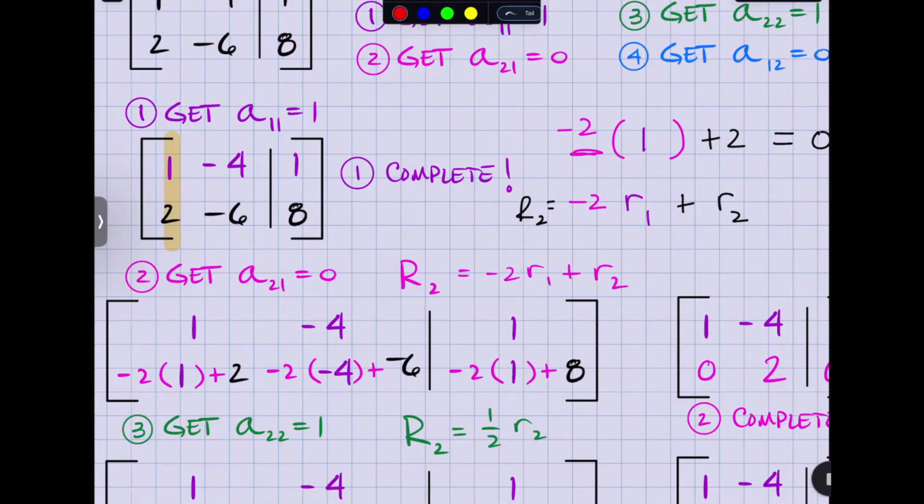So, yeah, we got to make that a 1 first. So how do you make that a 1? Times row 2. Mm-hmm. 1. Mm-hmm. Now you make that a 0. How do you make that a 0? 1, right?